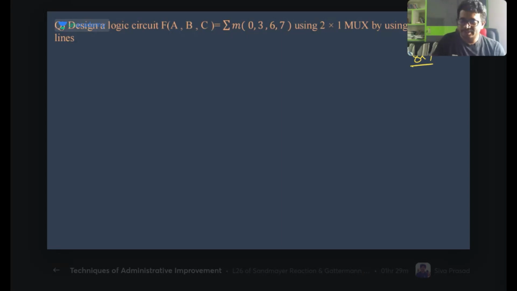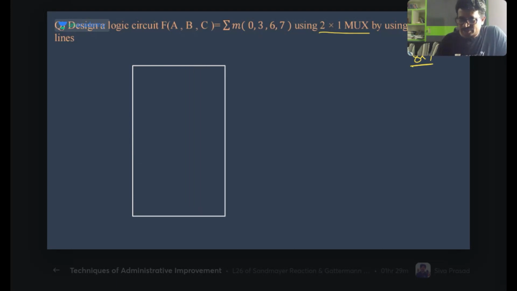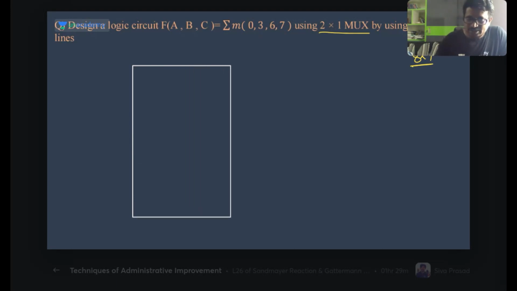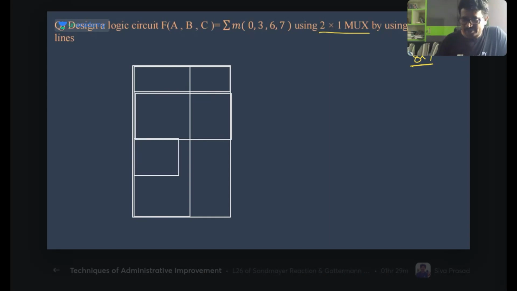But the size they have given is only a 2 by 1 mux. So for this, we'll take only A as the select line, and the other two we'll see how to do now. Here, the same as earlier, the select line they have given, that select line we can take horizontally, and the remaining lines we can take vertically, as we have seen earlier.